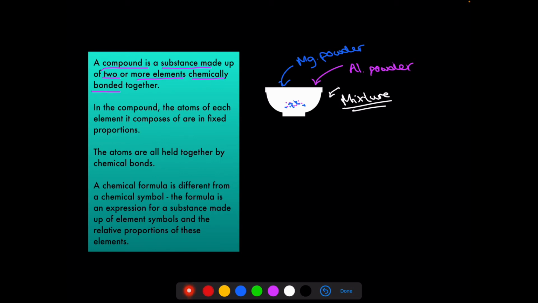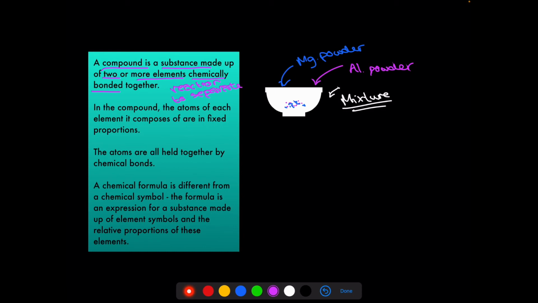And notice, a mixture is actually really easy to separate back to just magnesium powder and aluminium powder. But chemically bonding two elements together holds them together in such a way that they can only be separated by reaction. You need a reaction to separate. Okay, let's just write that there. Reaction to separate the substances back into the two elements, or three. It's just two or more, remember?